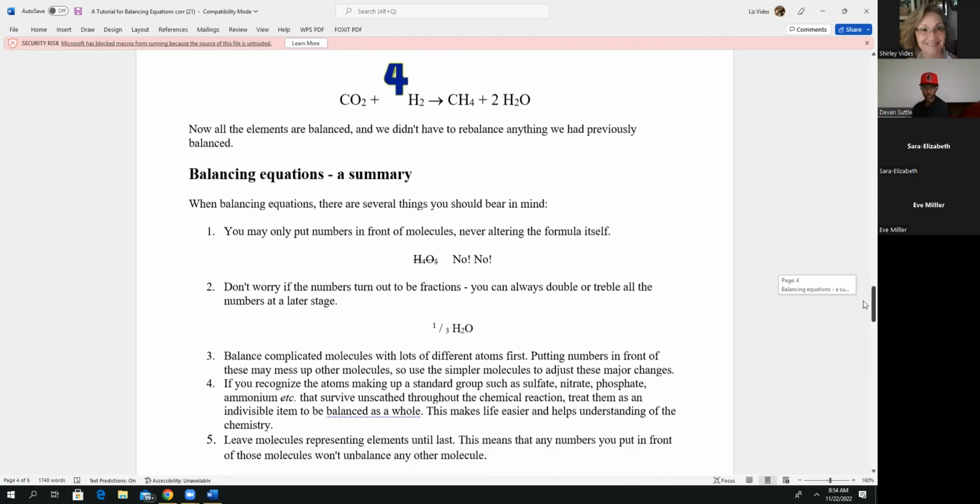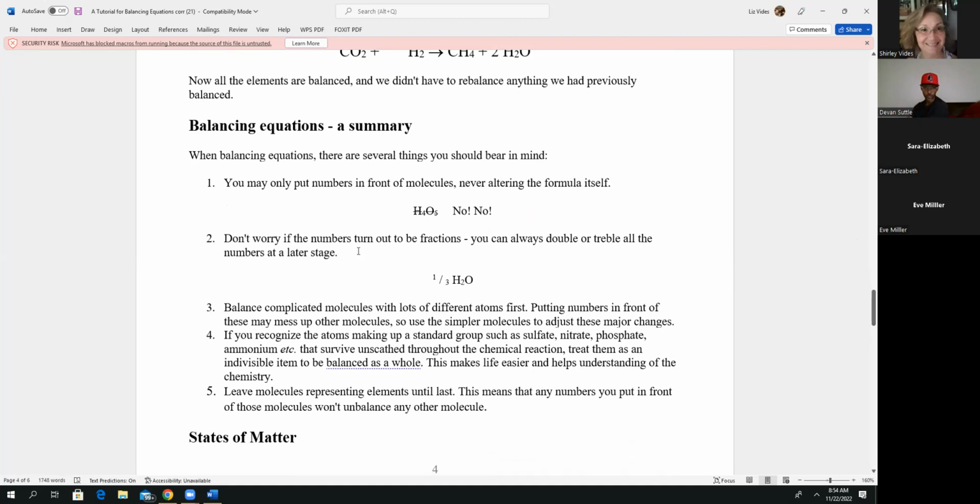All right, so the summary for this, and I would not do this one. I do not like doing this. I would exclude that one out of my summary. But it says you may only put numbers in front of molecules, never altering the formula itself. Like, you cannot do that.